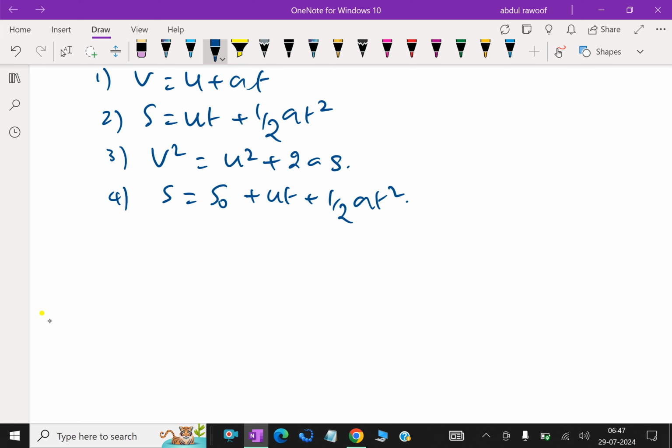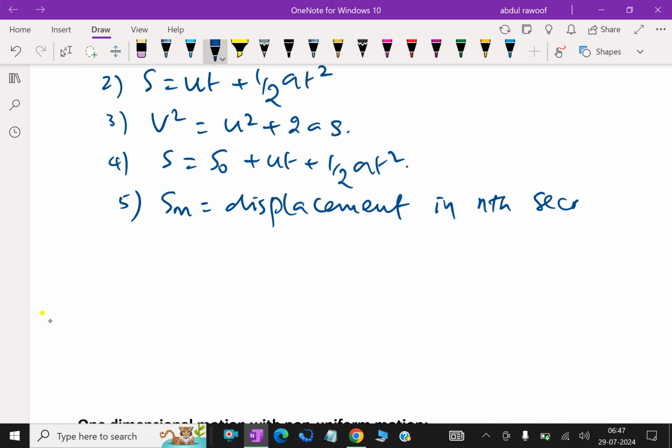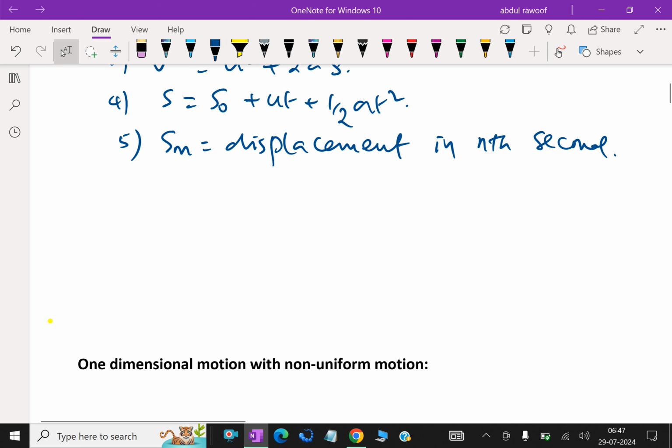Then s nth, that is displacement, not distance, in the nth second, is equal to u plus a by 2 into (2n minus 1), where n is the second.